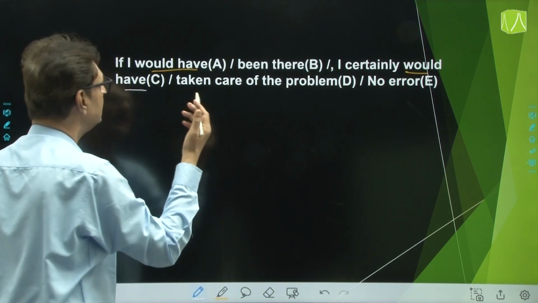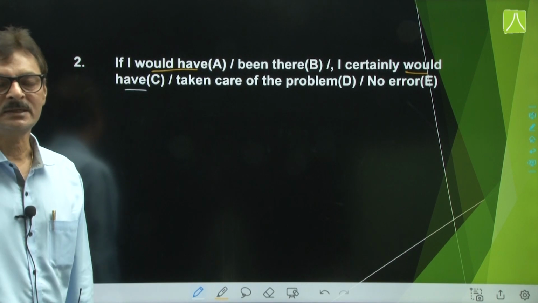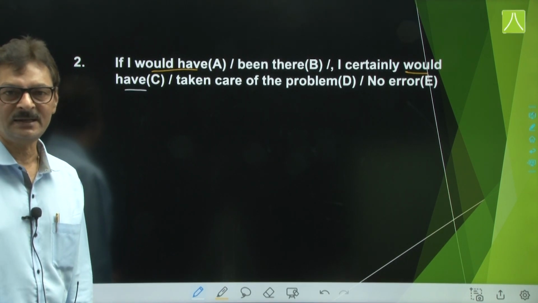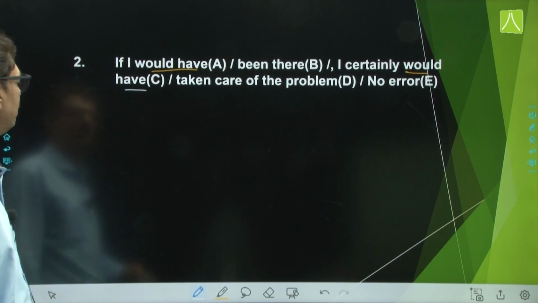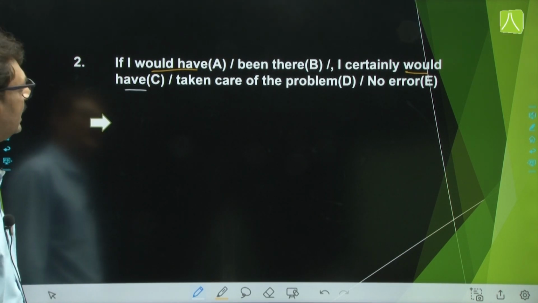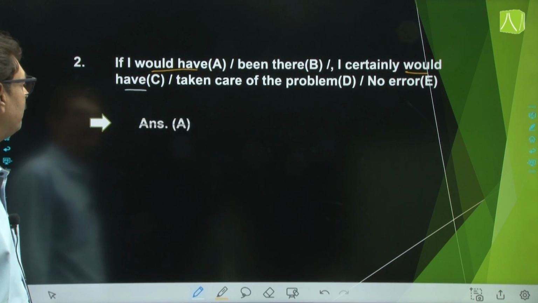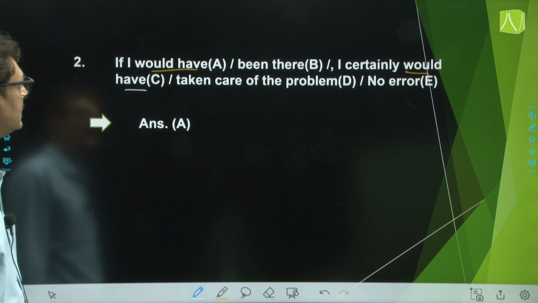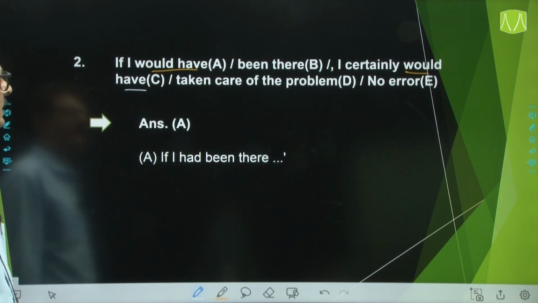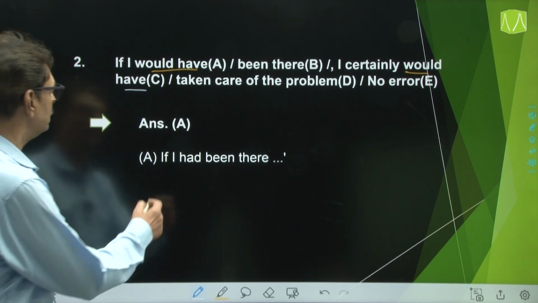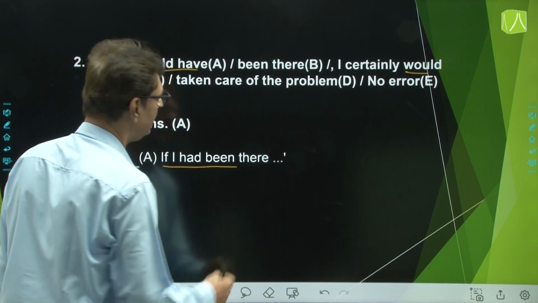Now देखिए, this would have been used in this sentence. क्या ये sentence grammatically correct है? No. So there is an error in this sentence. तो किस प्रकार से the formation, the sentence should have been? An error is in part A. If I would have is incorrect. क्या होना चाहिए? If I had been there, I certainly would have taken care of the problem. So this is the way the sentence has to be rectified.